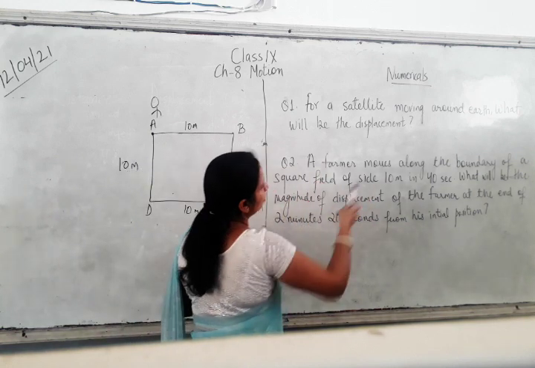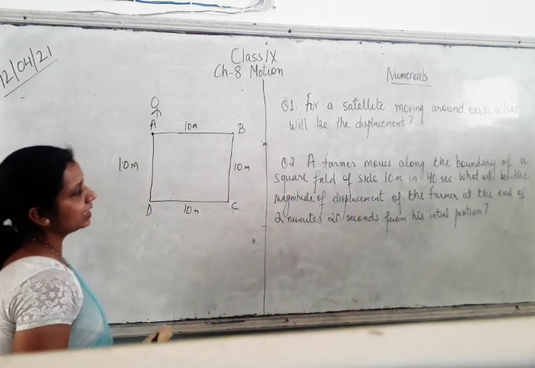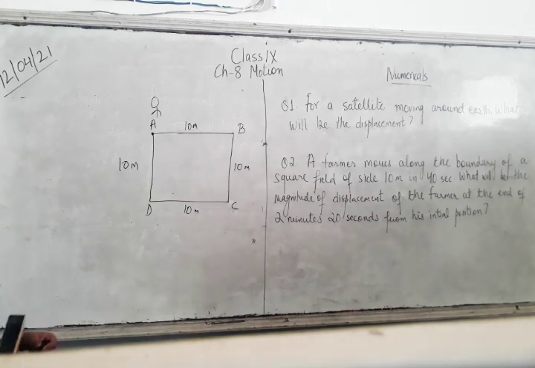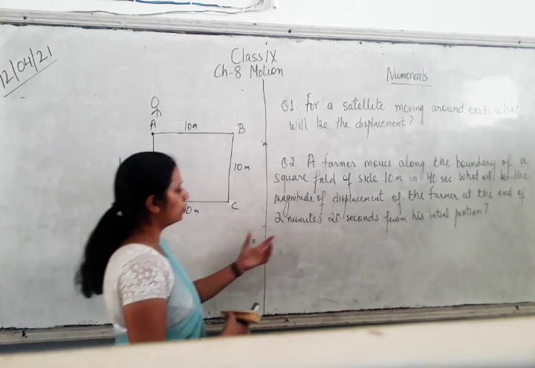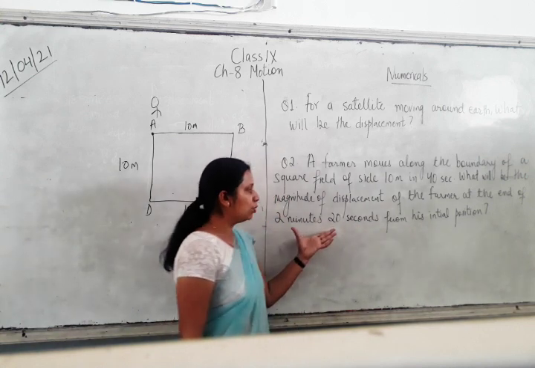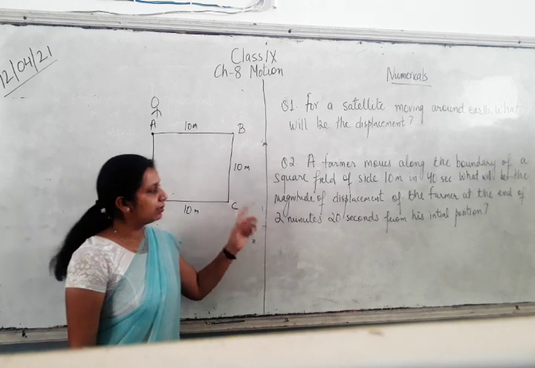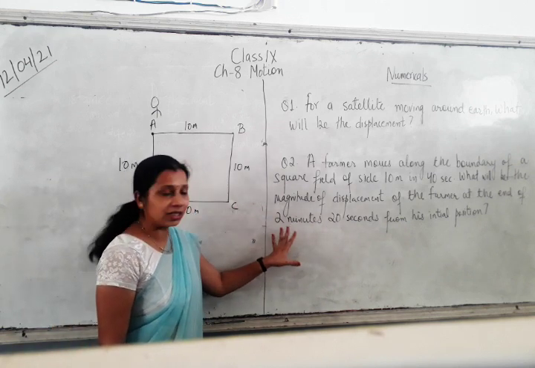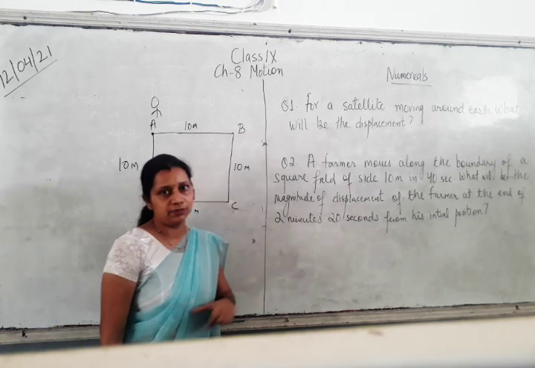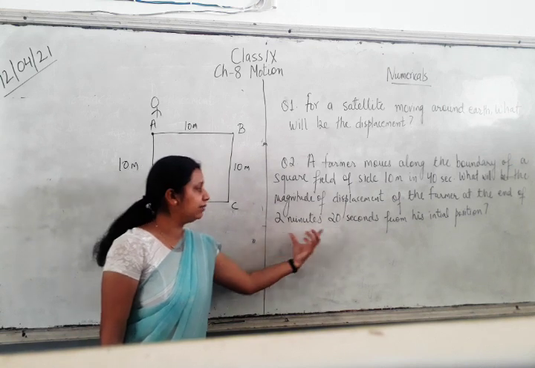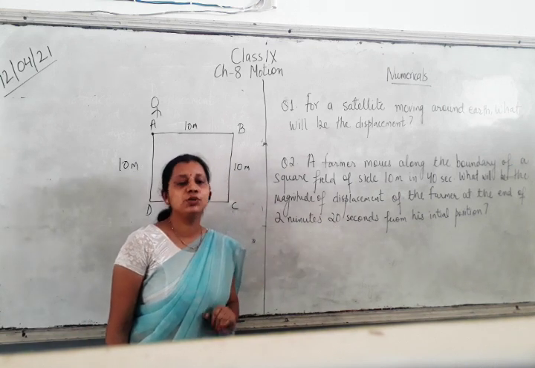He moves along the boundary of a square field of size 10 meters in 40 seconds. What will be the magnitude of displacement of the farmer at the end of 2 minutes 20 seconds? So he's taking 2 minutes 20 seconds, traveling along this boundary for this much time. So first, we'll convert this time fully into seconds.